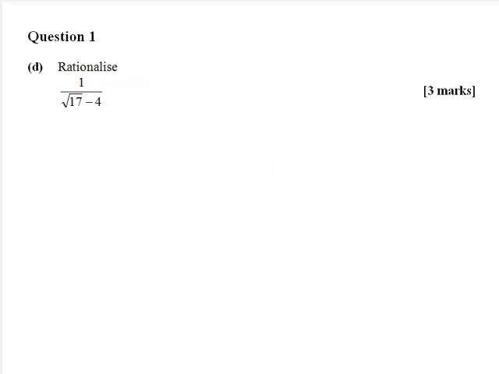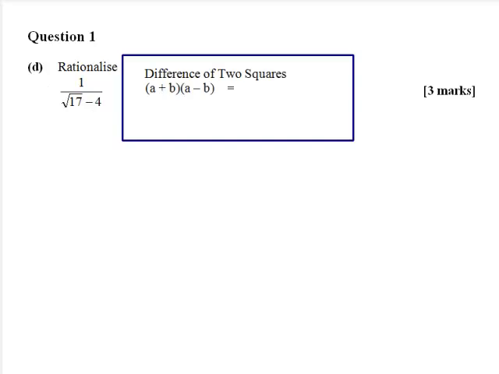Question 1 part D. Rationalise 1 over the square root of 17 minus 4. Now, when you meet a problem of this sort, we want to have no square roots on the denominator if we can avoid it. Now, before we start trying to work this out, let me just remind you of something: the difference of two squares.